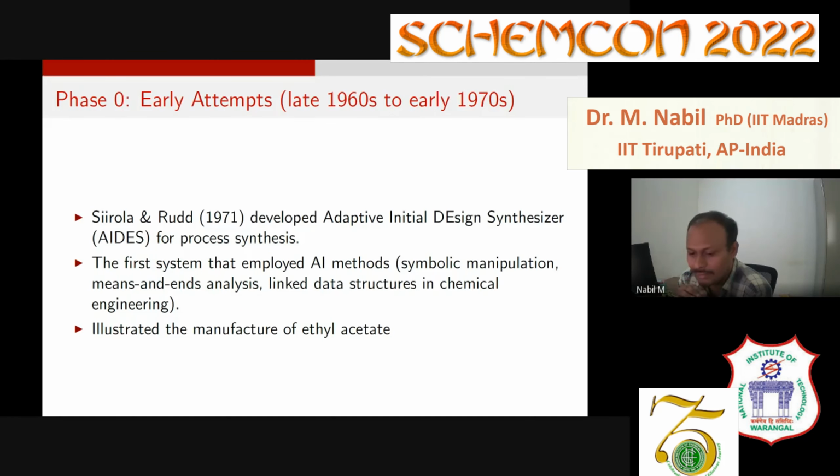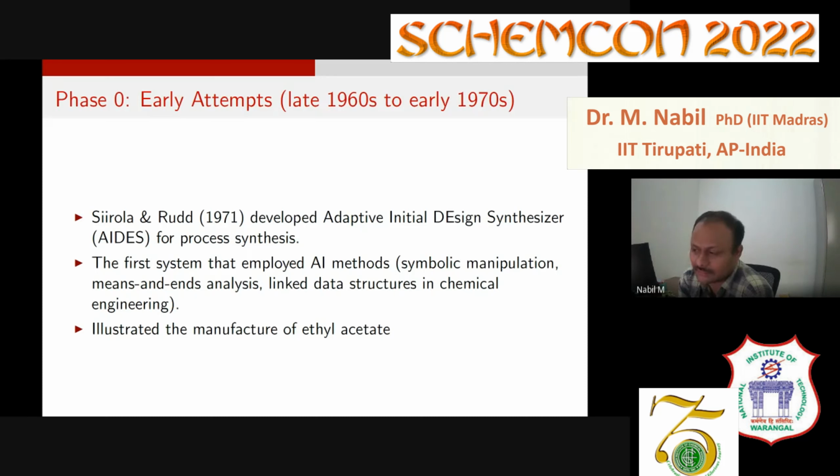So there are earlier attempts on using artificial intelligence in process engineering. It dates back to the 1960s. The first application was in developing an automated process synthesis model, which is called the Adaptive Initial Design Synthesizer, for the manufacture of ethyl acetate.